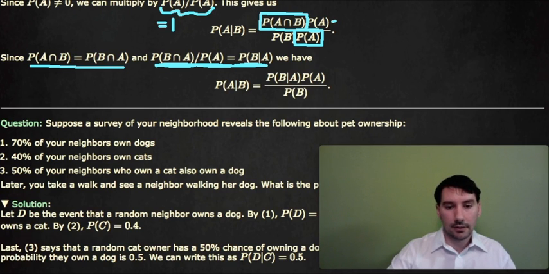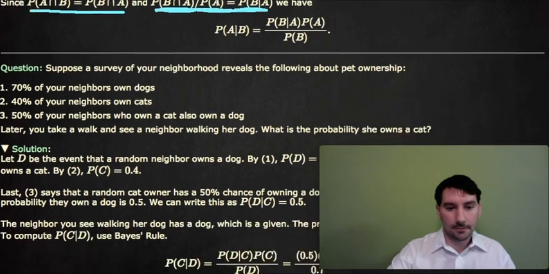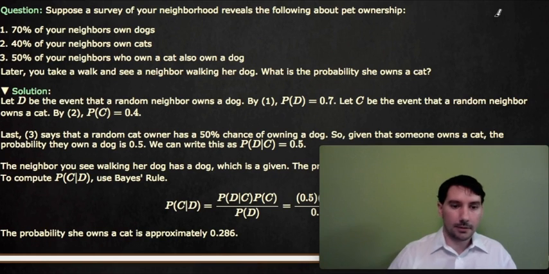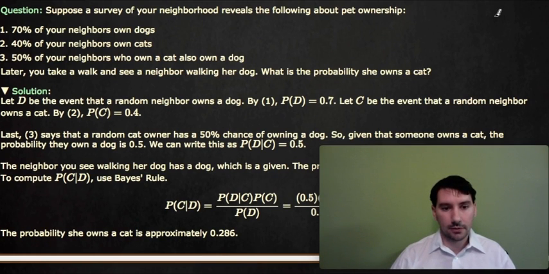So let's look at an example of how we could use this. A survey of your neighbors has revealed that 70% of your neighbors own dogs, 40% of your neighbors own cats, and 50% of the neighbors who own a cat also own a dog. Later, you see a neighbor walking her dog, and you want to know what's the chance that she owns a cat.